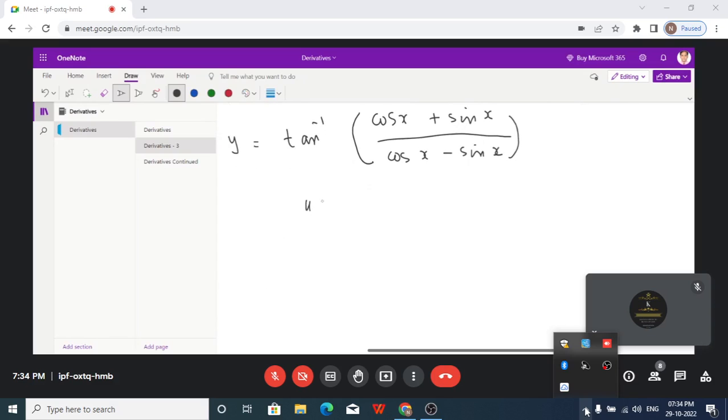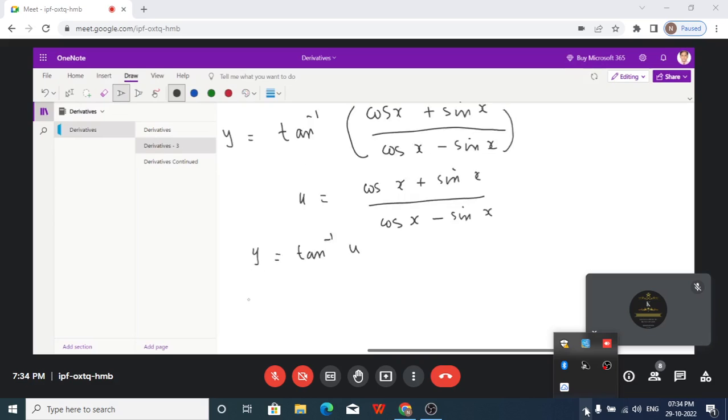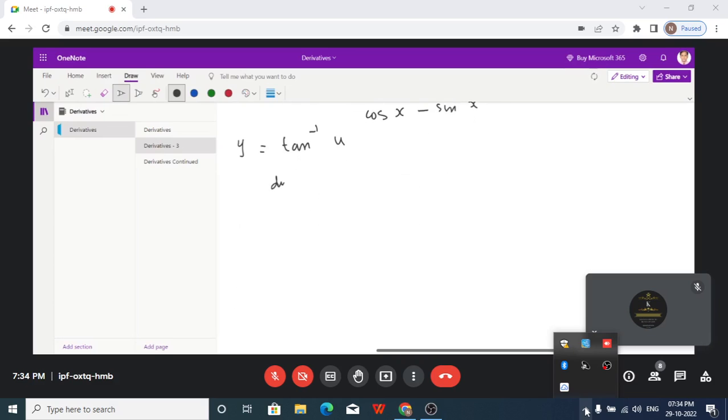So we have to take u equal to (cos x plus sin x) divided by (cos x minus sin x) as usual. Now dy by du equals, if y equals tan inverse of u, what is the derivative of tan inverse? 1 by 1 plus u square.